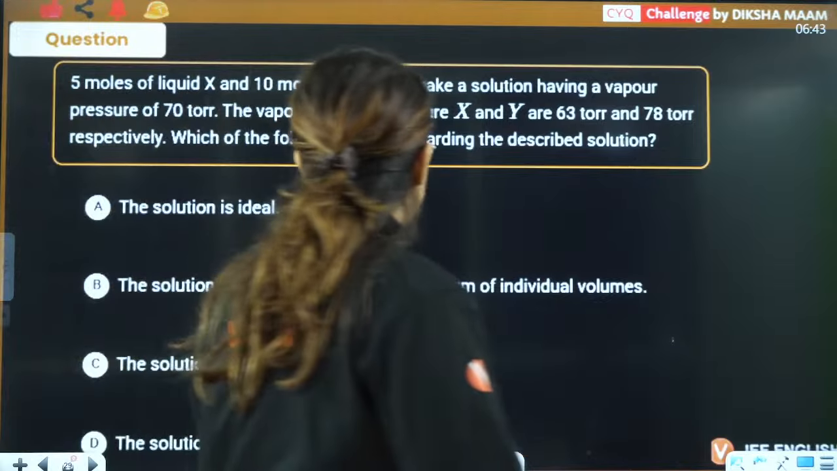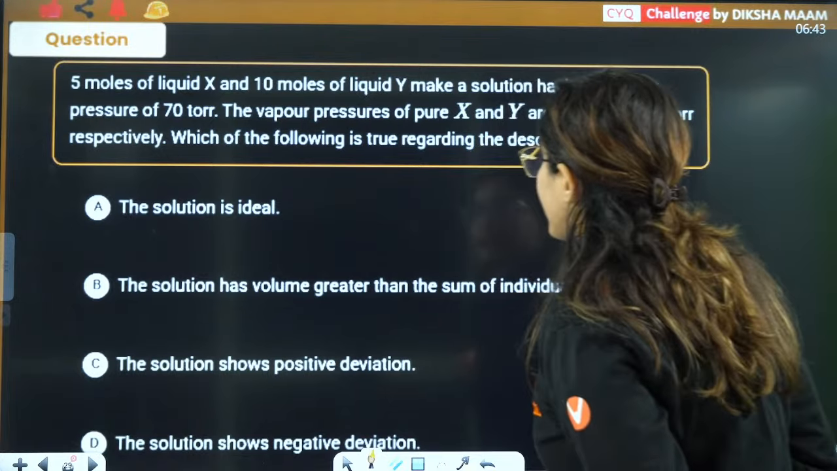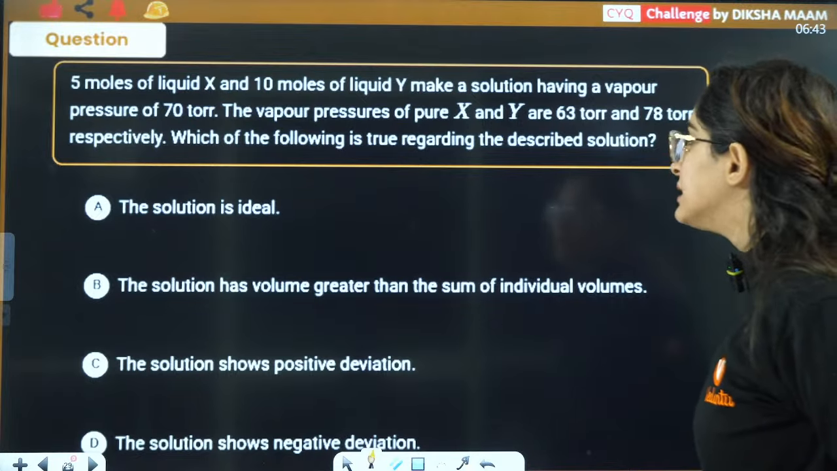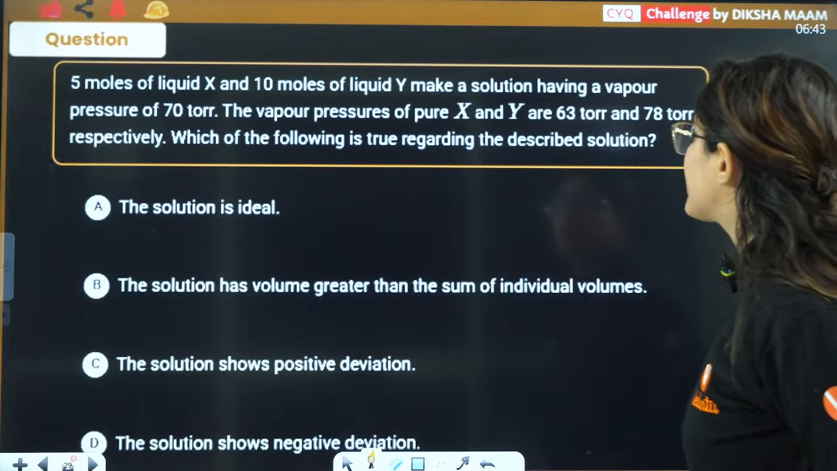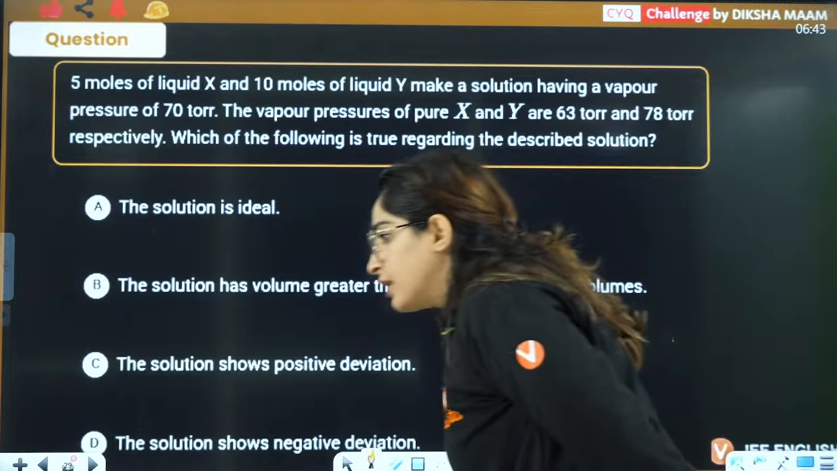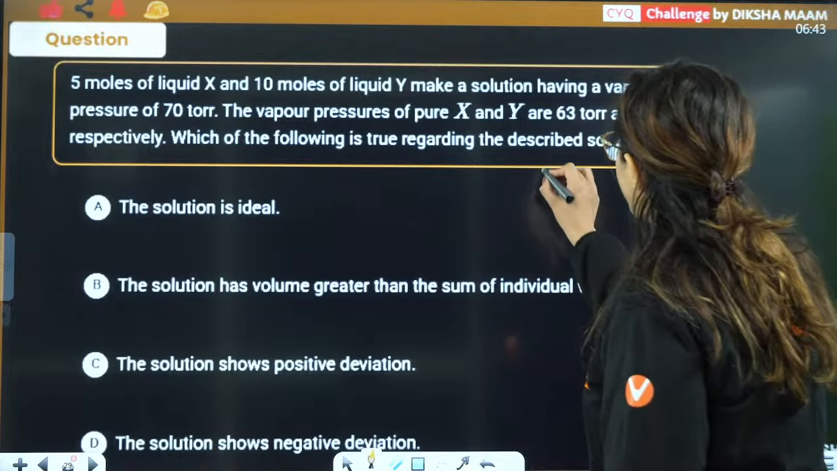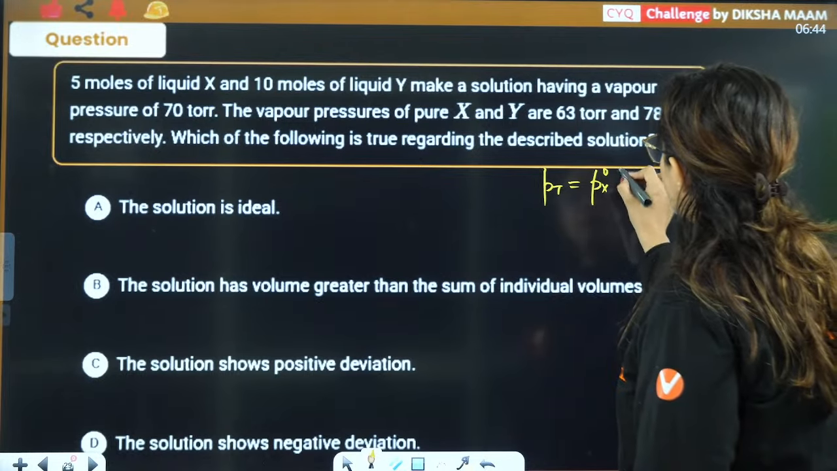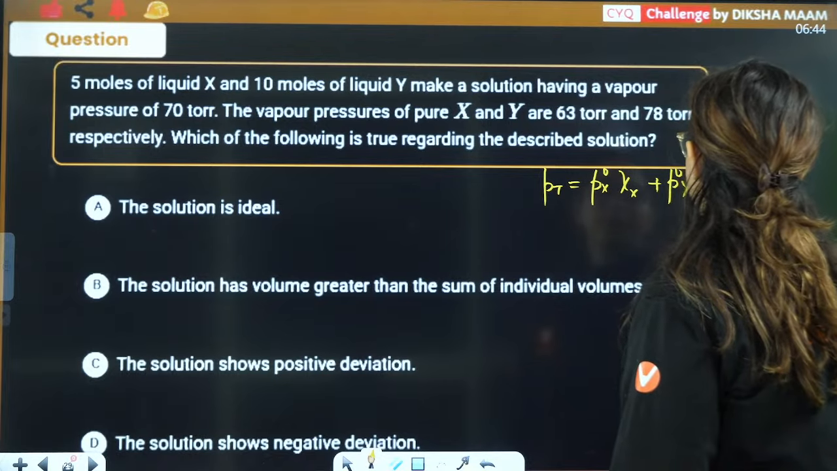Now let's talk about this question: 5 moles of liquid X and 10 moles of Y make a solution having a vapor pressure of 70. The vapor pressures of pure X and pure Y are given respectively. Which of the following is true regarding the described solution? You just have to tell whether P total is equal to P naught of X times mole fraction of X, plus P naught of Y times mole fraction of Y.